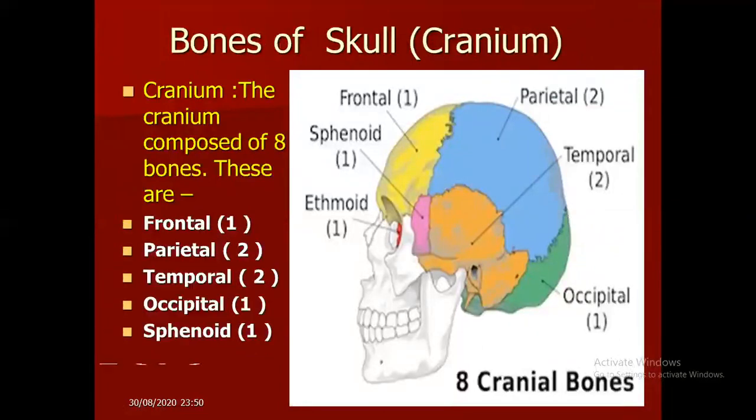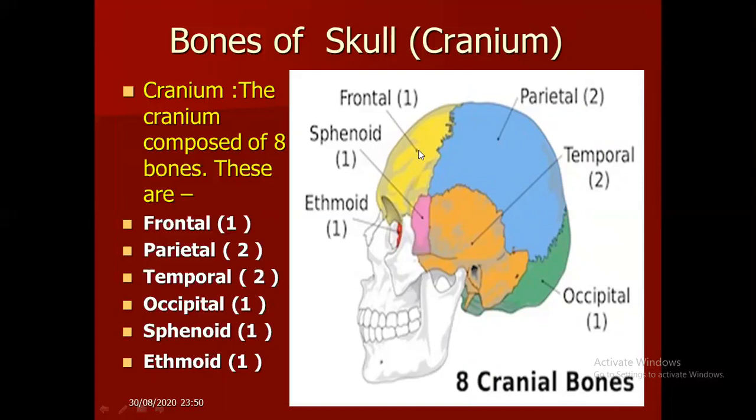Bones of the skull: cranium. The upper part of the skull is called the cranium, and this cranium consists of 8 bones. Number 1, frontal, its number is 1. Then parietal, its number is 2. Parietal is divided into 2 parts, so it consists of two bones. Occipital, its number is 1. Sphenoid, this pink color bone is called sphenoid, its number is 1. And ethmoid, the bone which is found in the eye cavity, is called ethmoid.